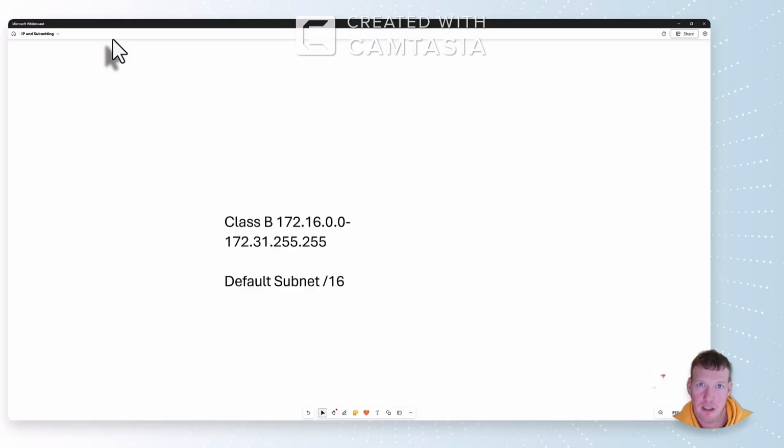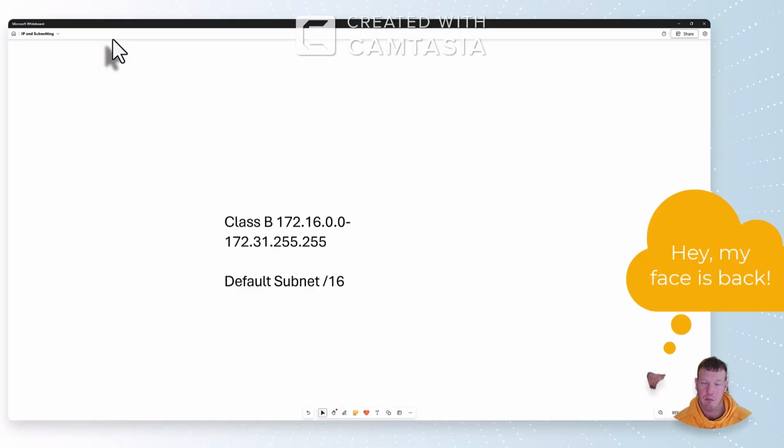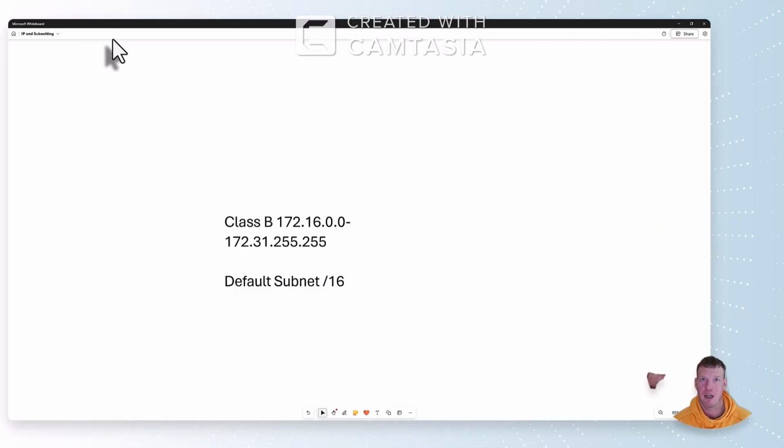Okay, now that we kind of understand Class C, let's talk about Class B and Class A. Subnetting works the same between these, but I want to show you some examples of what numbers we can manipulate, how they change, what stays the same. So let's go through it. Class B has a range of 172.16.0.0 through 172.31.255.255 with a default subnet as /16.